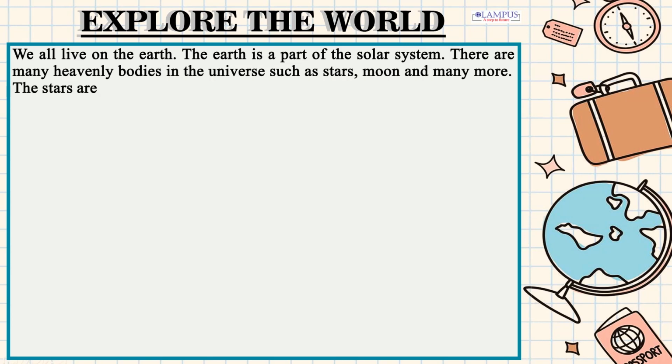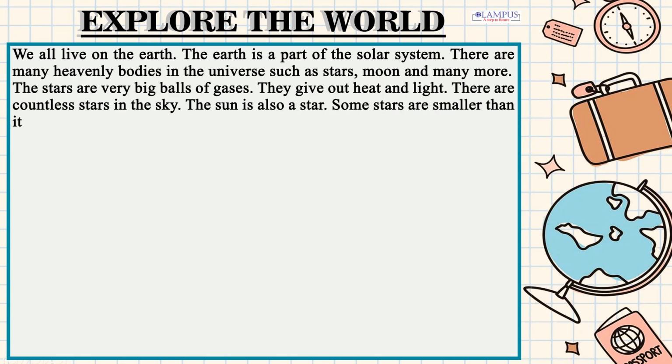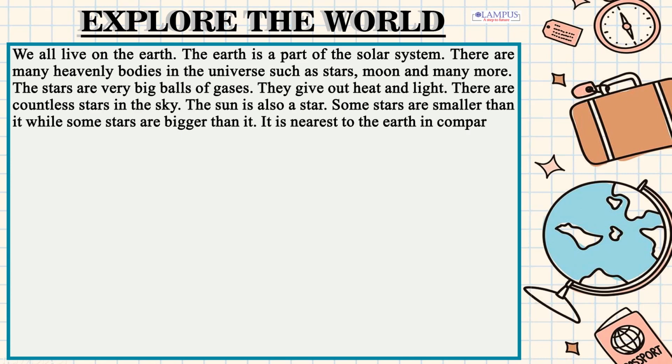The stars are very big balls of gases. They give out heat and light. There are countless stars in the sky. The sun is also a star. Some stars are smaller than it while some stars are bigger than it. It is nearest to the Earth in comparison to other stars. It gives us heat and light.